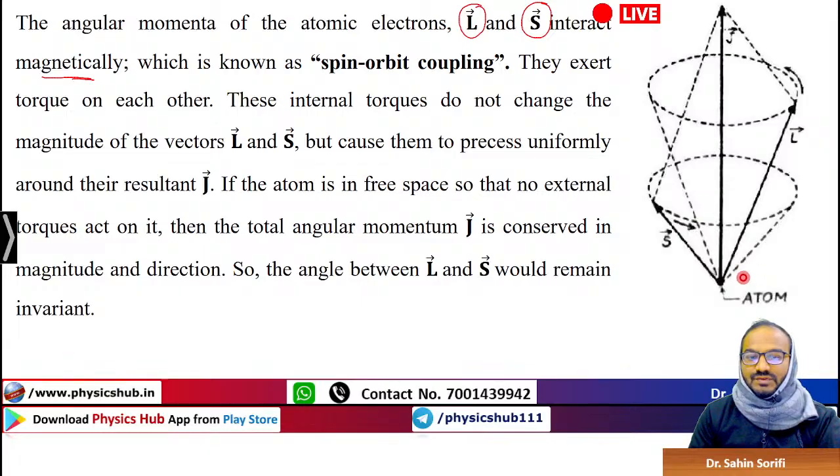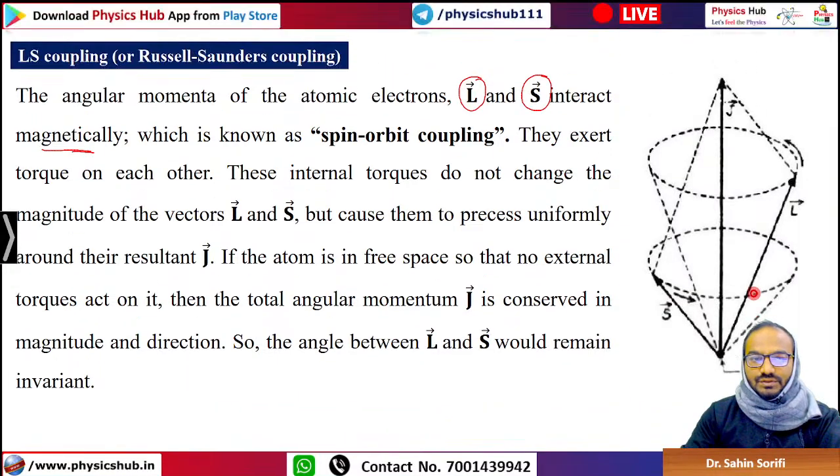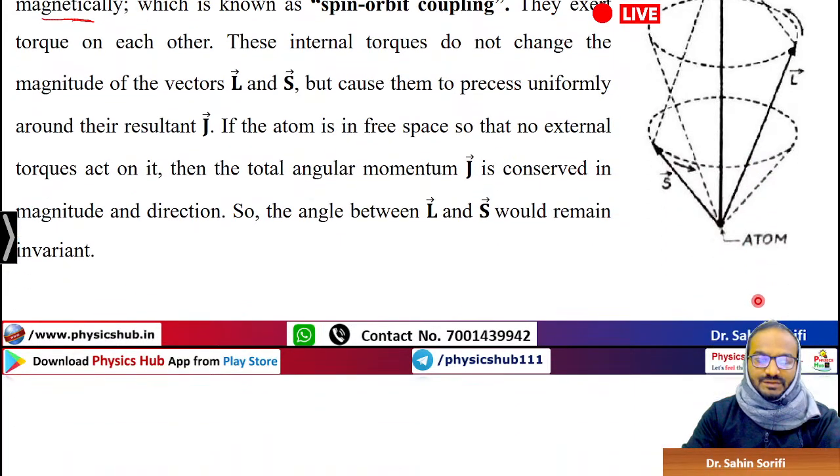So if the atom is in free space, so that no external torques act on it, the total angular momentum J is conserved in magnitude and direction, and as a result the angle between L and S would remain invariant. Now, when we apply a magnetic field, things get changed. We have already talked about it in the last lecture. Now, before going into the spectroscopic symbol, let me show you how different spins get combined. If you have 2 spins, or 3 spins, how do they get combined? So let us talk about that.